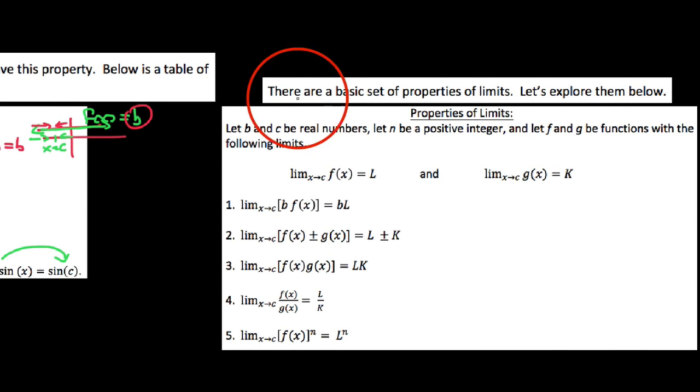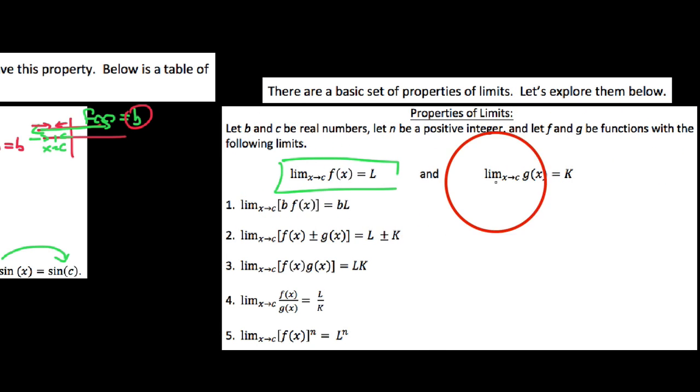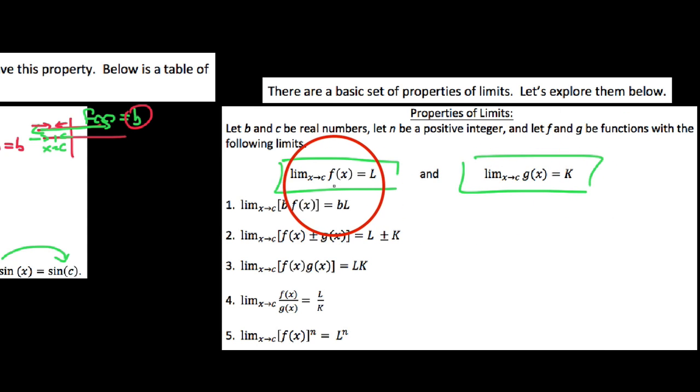But before we do that, what I want to do is also explore this set of properties that we see here. So again, letting b and c be real numbers and n be a positive integer here, we let f and g be functions with the following limits. So basically, we are being told right off the bat that the limit of our function f of x as x gets close to c is just equal to this number L. And the limit of our g of x as x gets really close to that very same x value is k. Then we could say that these properties exist and we use them quite often.